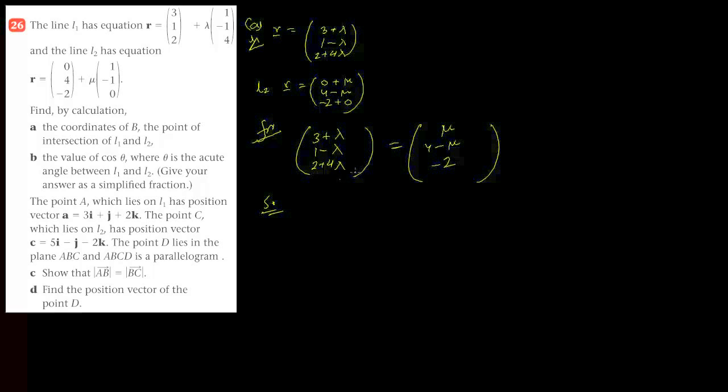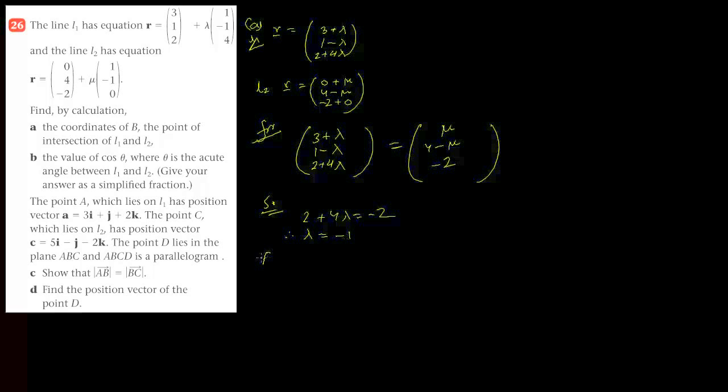So if I take the final one, 2 plus 4 lambda equals minus 2, I can easily find the value of lambda. So lambda would be minus 4 divided by 4, which is minus 1. Now, since we know the two lines intersect, there is no need to find the value of mu. We can simply put the value of lambda and find the point of intersection.